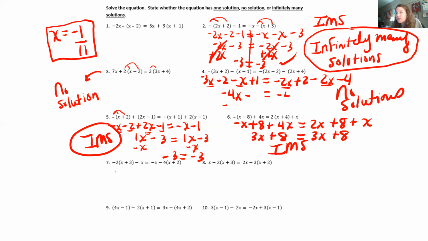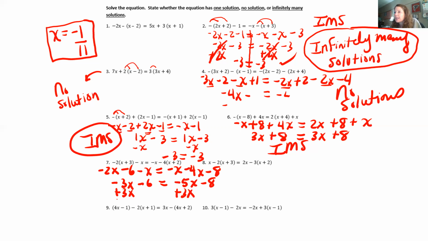All right, number 7. Negative 2 times x is negative 2x. Negative 2 times 3 is minus 6. Bring the other stuff down. Negative x. And then negative 4 times x is negative 4x. Negative 4 times 2 is negative 8. So now I'm combining like terms. Negative 2x combined with negative 1x is negative 3x minus 6 is equal to negative 1x minus 4x is negative 5x plus, minus 8. We're going to get our x's together, so I'm going to add 3x to both sides.